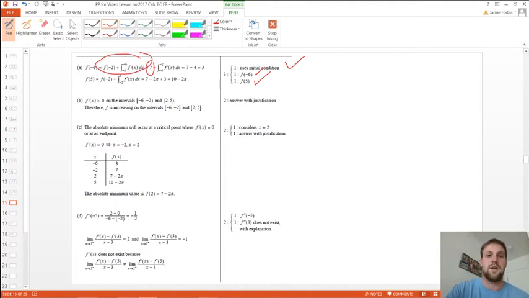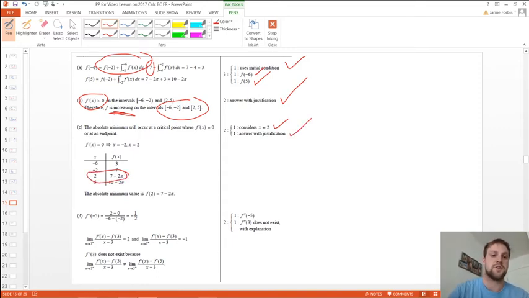B is 2 points. It's just the answer and the justification. So we said that it was increasing, and we said it was because f prime of x was greater than 0. Notice how they used brackets, but it's okay if you use parentheses. For C, we get 2 points for considering x equals 2, because it's a critical point.